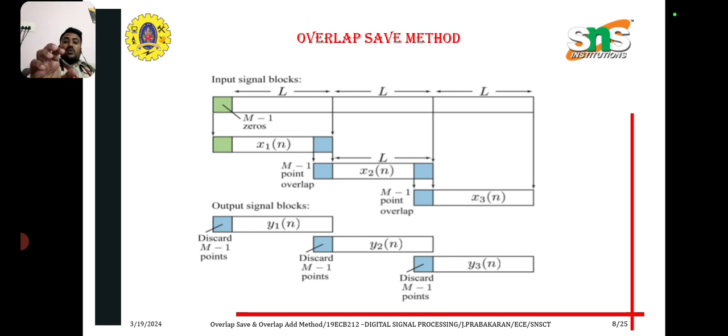First we have to add m minus 1 zeros to the subblocks, and at the end of the sequence we have to add m minus 1 previous data. You can see the diagram here. Discard the first m minus 1 data from each subblock output y1 of n, y2 of n, y3 of n.